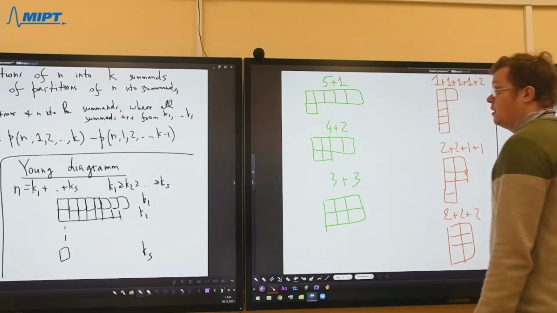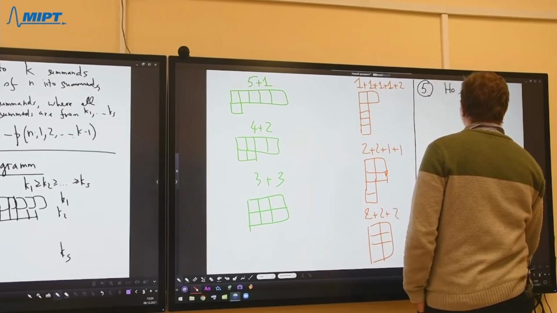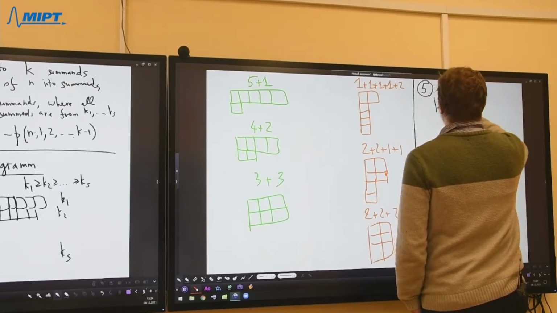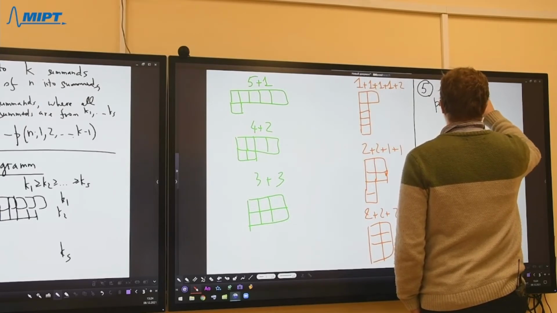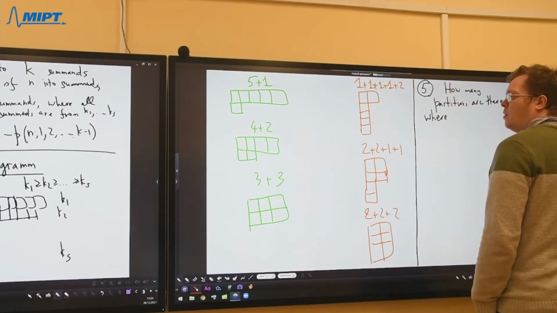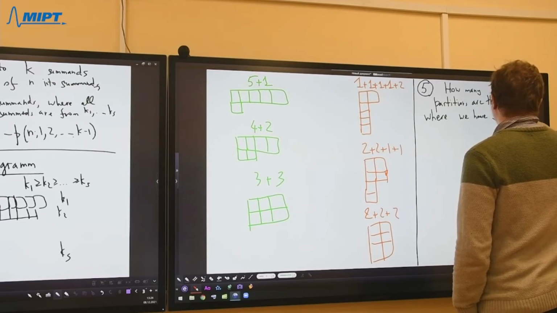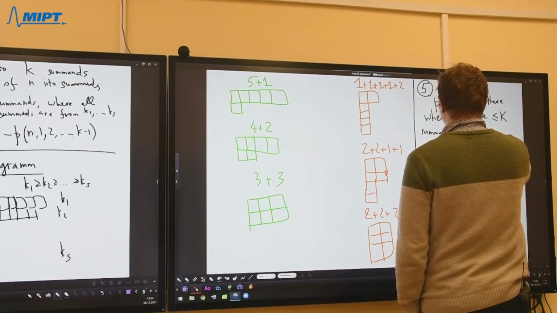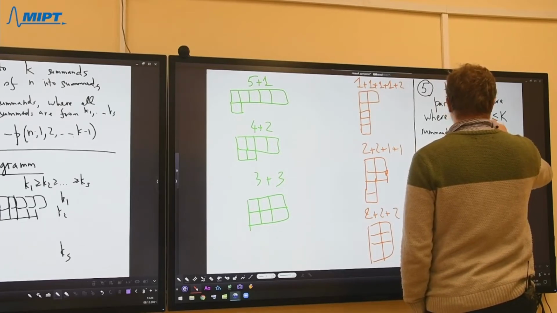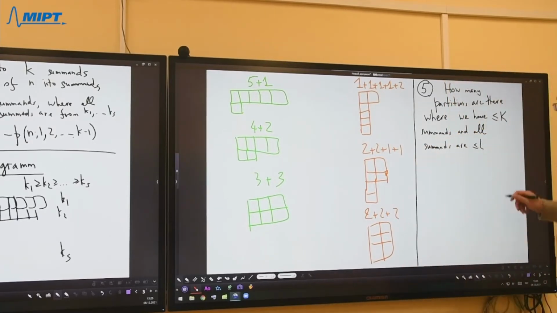So the second task is: how many partitions are there where we have no greater than big K summands, and all summands are no greater than big L. So we have a restriction on the number of summands and on what the actual summands are.